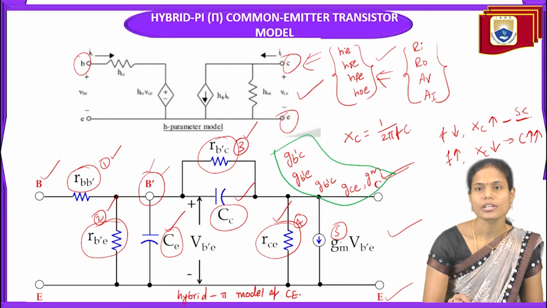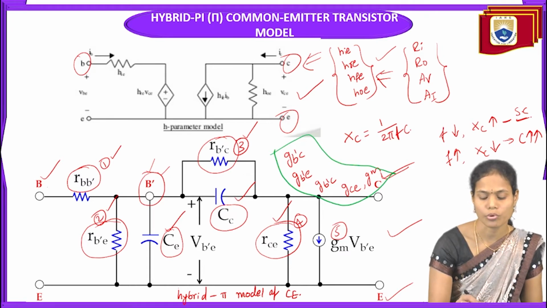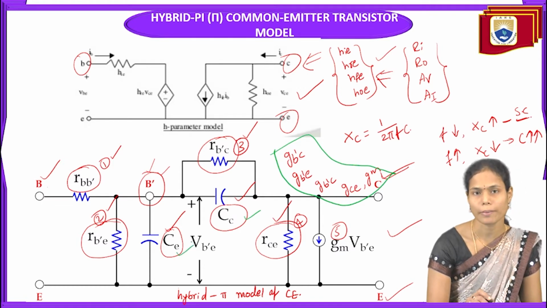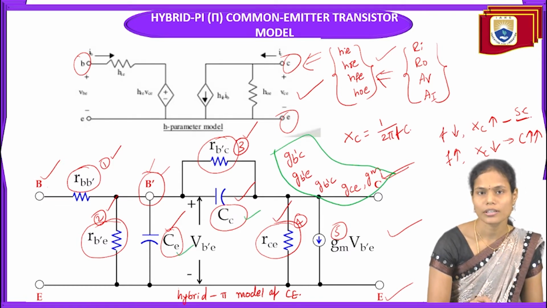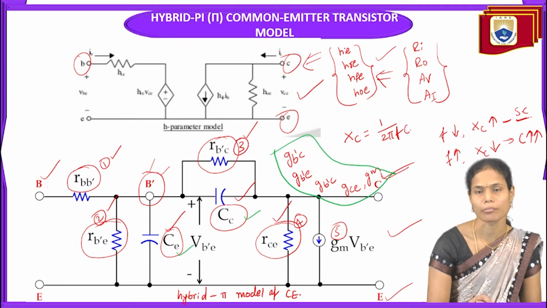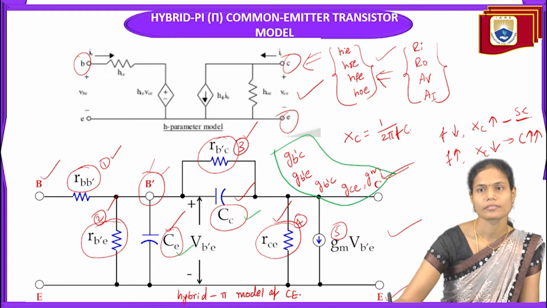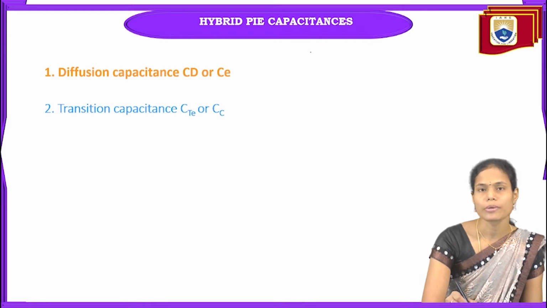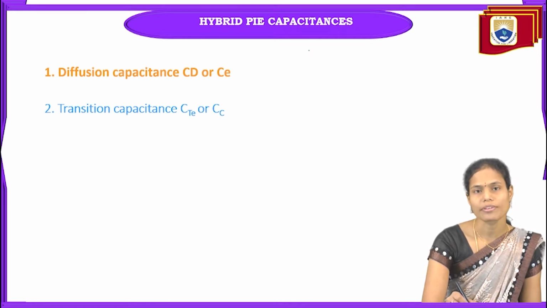So in this session I am going to discuss the different capacitors which exist in the hybrid pi model, and along with that how much current gain we are getting in the case of the hybrid pi model. In the hybrid pi model, we have two types of capacitances, that is diffusion capacitance and transition capacitance.